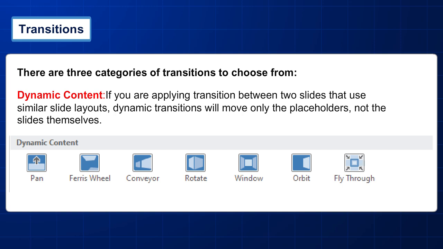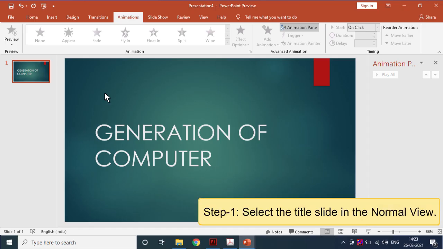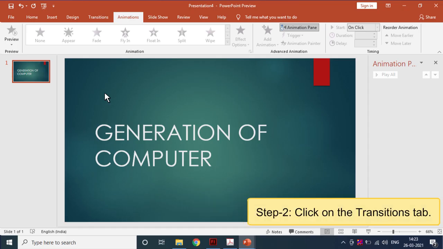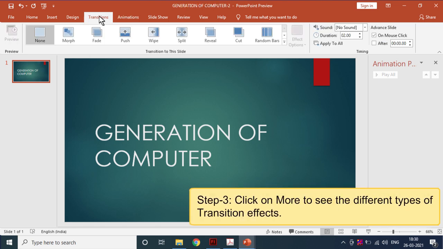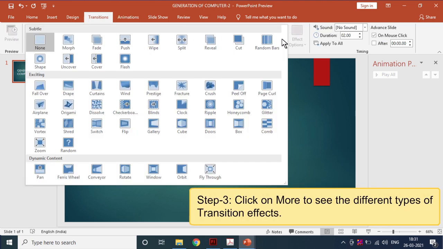Adding transitions to the slide. Step 1. Select the title slide in the normal view. Step 2. Click on the Transitions tab. Step 3. Click on More to see the different types of transition effects.